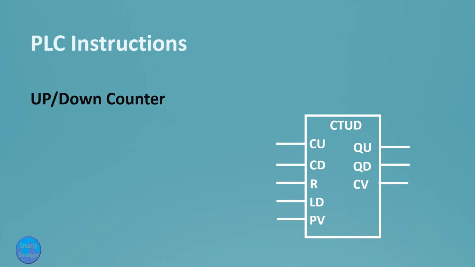Now we look at the up-down counter. The count up and down instruction is a combined instruction of the up counter and down counter, and a little bit confusing. But you don't need to worry. We will try our best to sort it out.